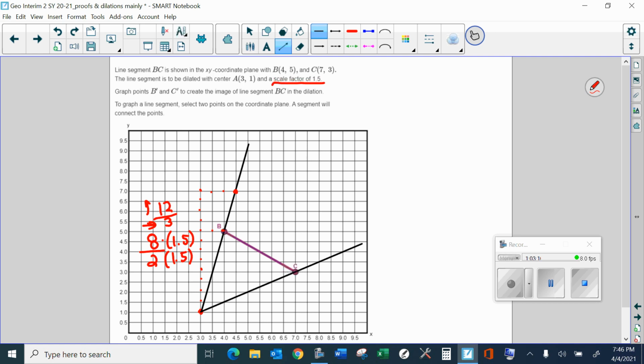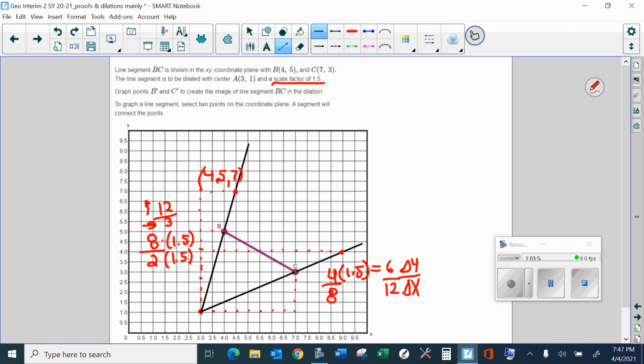And what is that point? 4.5 comma 7. 4.5 comma 7. I do the same thing over here. 1, 2, 3, 4, 5, 6, 7, 8. 1, 2, 3, 4. So I went up 4 and across 8. Again, I'm multiplying by 1.5. 4 times 1.5 is 6, and 8 times 1.5 is 12. Now that's changing y, changing x. So I go up 6. 1, 2, 3, 4, 5, 6, right 12. 1, 2, 3, 4, 5, 6, 7, 8, 10, 11, 12, right there.